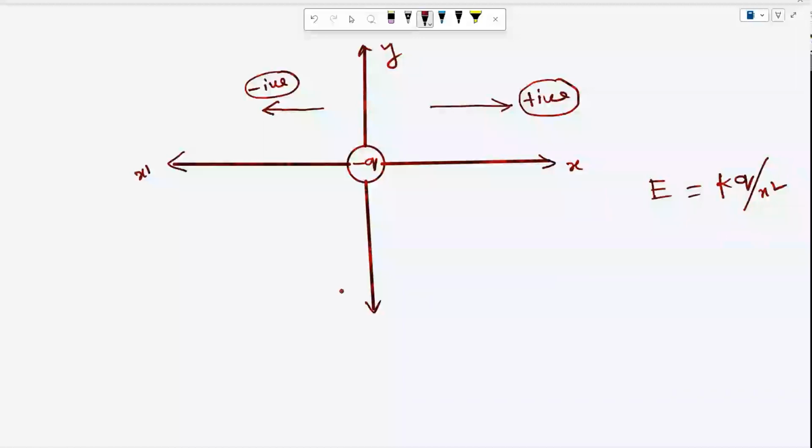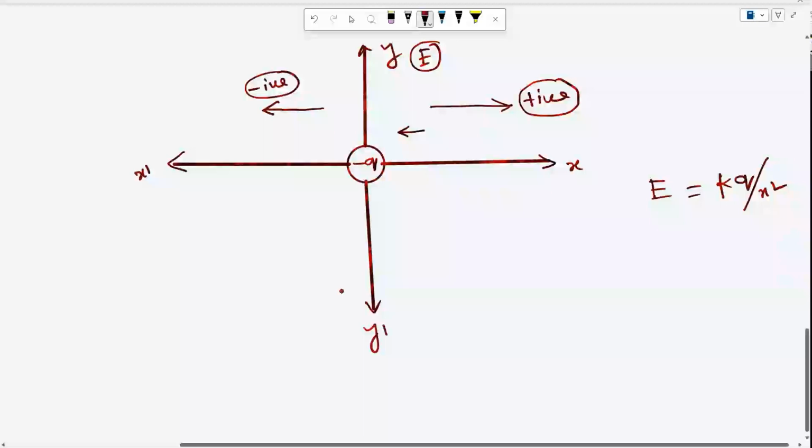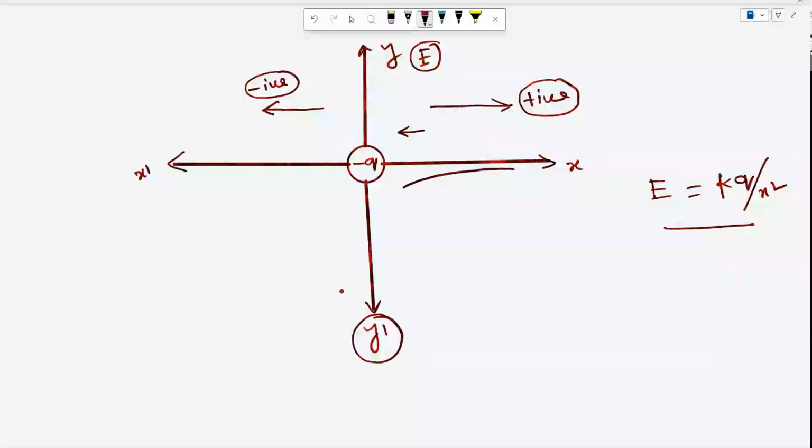Now, if you keep a positive charge here, due to this minus q, it will experience force towards left. So, electric field directed towards left. Towards left means it's a negative quantity. Now, E is always taken along y-axis or negative y-axis. This time it will be along negative y-axis. Variation will be as before. So the graph of electric field versus distance will be like this only. Same graph, but this time it lies in fourth quadrant.